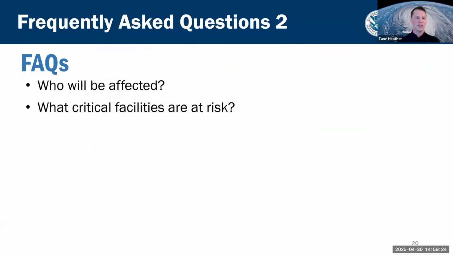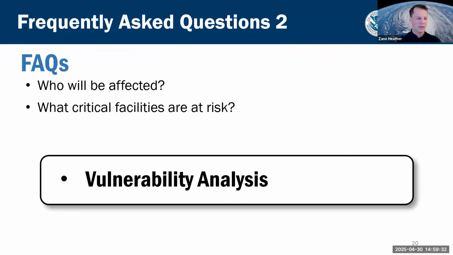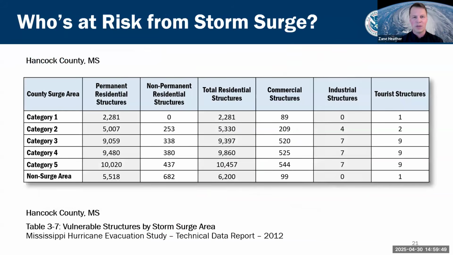All right, so the next question we'd like to ask in the hurricane evacuation study process is who will be affected and what critical facilities are at risk. And where we go to get that information is the vulnerability analysis. The vulnerability analysis looks at the exposed populations, the exposed areas within the hazard analysis, and tries to quantify the exposed populations within those areas, as well as the critical facilities and general infrastructure at risk. That information is typically produced via tabular data and geospatial data.